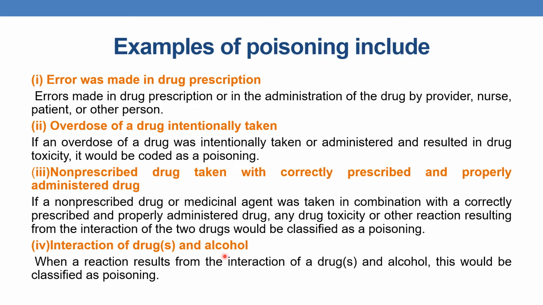Next is interaction of drug and alcohol. Certain drugs have drug interactions with alcohol, and when the reaction results from the interaction of drug and alcohol, it would be classified as poisoning. Those drugs should not be taken along with alcohol. So without knowing, if the patient consumes that drug and alcohol, a reaction will occur, and this is also considered as poisoning.